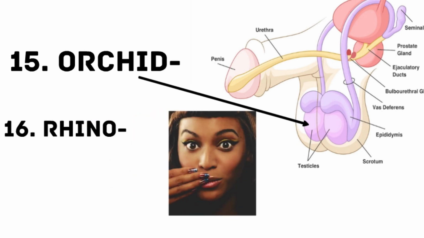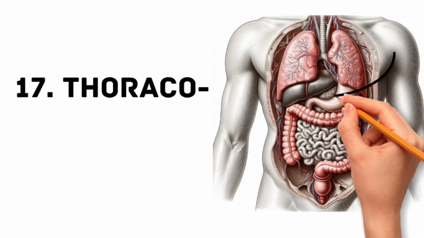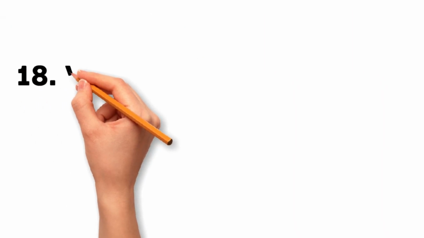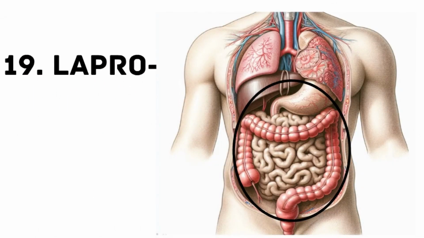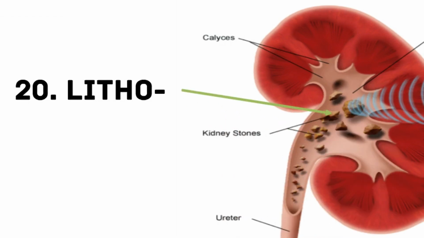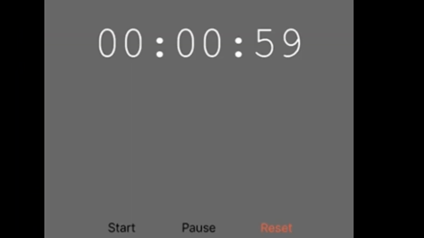16. Rhino means nose. 17. Thoraco, areas around the chest region. 18. Vas, for the vas deferens. 19. Lapro, abdominal cavity. 20. Litho, means kidney stones. Now, let's provide examples of surgical procedures using a mix of the prefixes and suffixes mentioned. I will give a 3-second pause for you to try and guess some of their meanings.